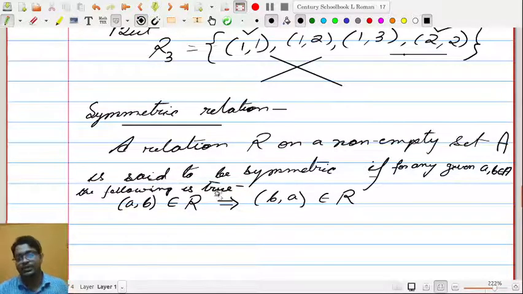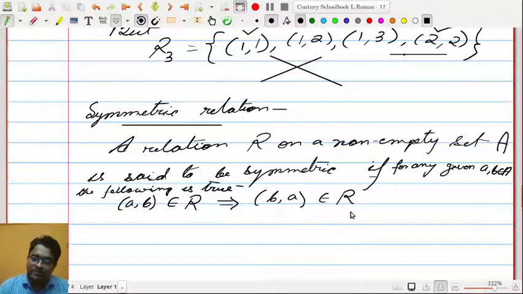So if you select any two arbitrary elements, if they are related, then the opposite has to be related. You order it in the opposite way, that also has to be related. So a relation R on a non-empty set A is said to be symmetric if for any given a, b in A, the following is true: (a, b) belongs to R implies (b, a) belongs to R. If (a, b) belongs, then (b, a) should belong to R. This should be true, right?